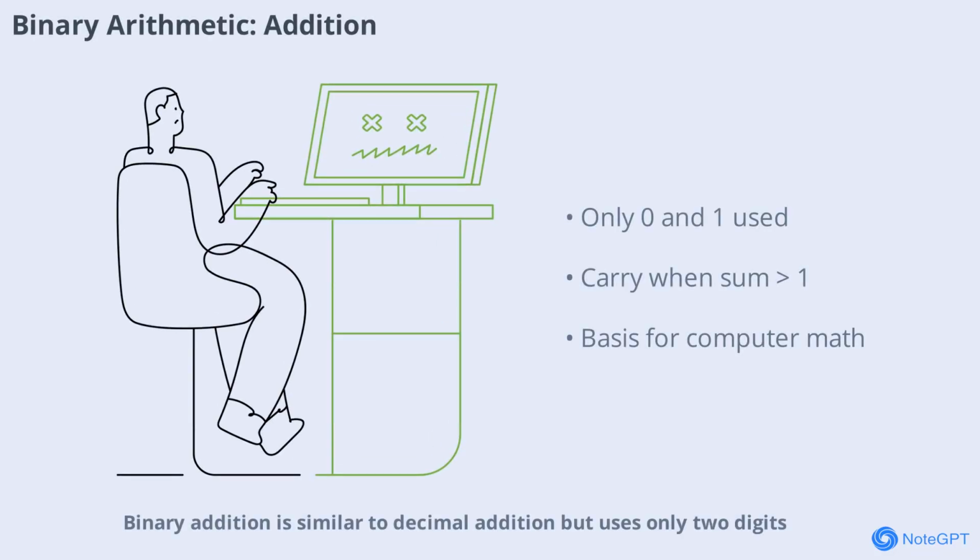Binary addition is similar to decimal addition but uses only 2 digits. The rules are simple: 0 plus 0 equals 0, 0 plus 1 equals 1, 1 plus 0 equals 1, and 1 plus 1 equals 10. When the sum exceeds 1, a carry is generated. Binary addition is fundamental in computer operations, forming the basis for more complex arithmetic.